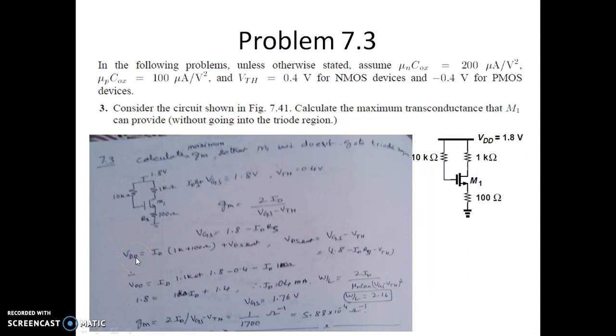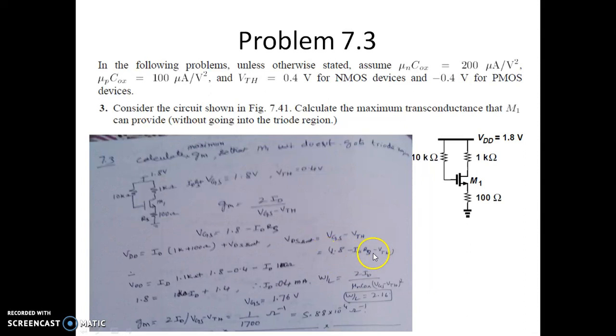Since we know that VGS is equal to 1.8 minus ID into RS, we substitute here. Writing the KVL to the outer loop, VDD is equal to ID flowing through this 1K resistance as well as this 100 ohm, that is ID into 1K plus 100 ohm, plus VDS sat. So the MOSFET needs a minimum voltage VDS sat to remain in saturation. But what is VDS sat? VDS sat is nothing but VGS minus VTH. But what is VGS? VGS is 1.8 minus ID into RS. That's what is specified here.